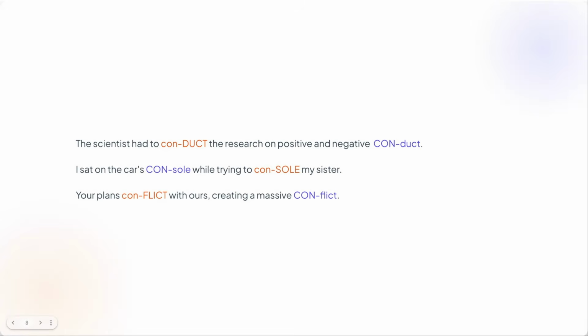Okay, let's practice some sentences. So red is going to tell you that this is a verb, and you are going to stress syllable number 2, conduct. Blue tells me it's a noun, and we're going to stress syllable number 1, conduct. The scientist had to conduct the research on positive and negative conduct.